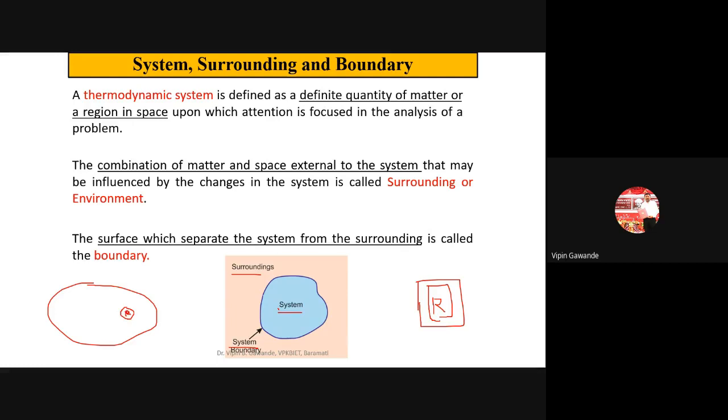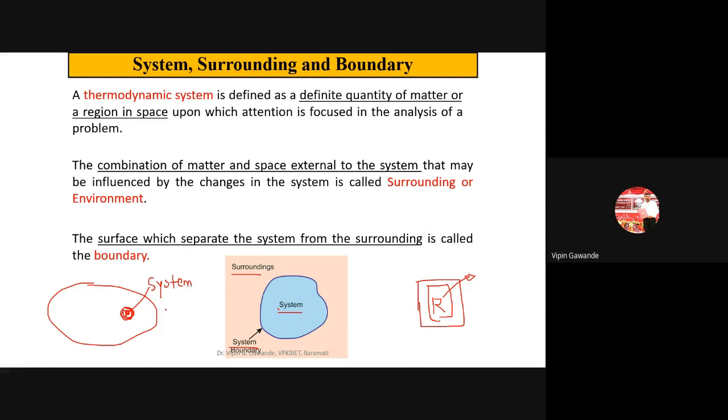So this is a region in space, and I am concentrating on this part only. So I will call this a system. This is a region in space, and this is the matter, a quantity of matter. I am considering some quantity of matter, so that is considered as the system.